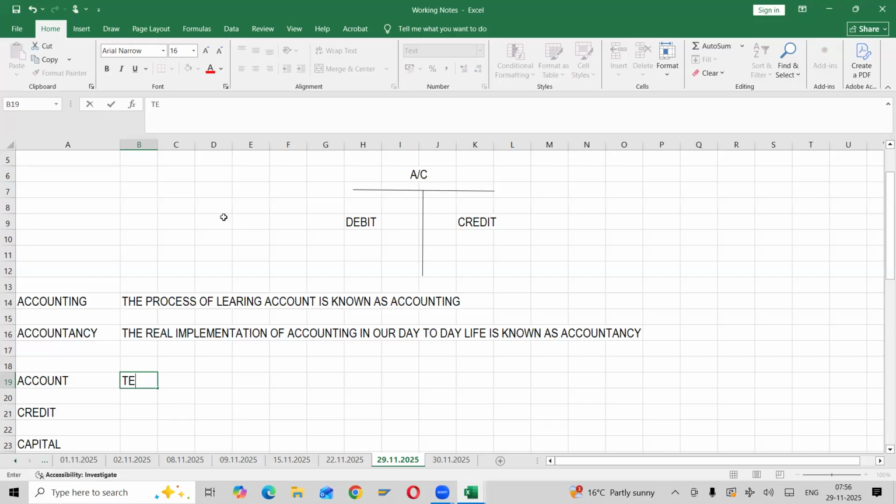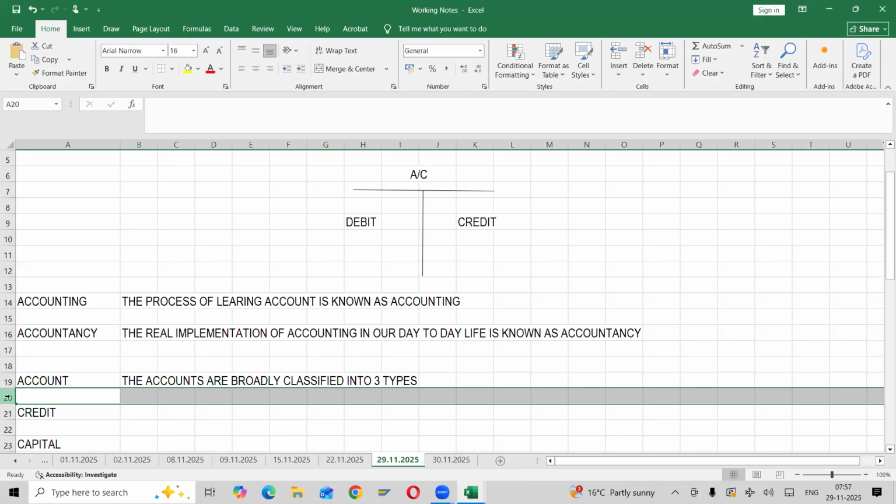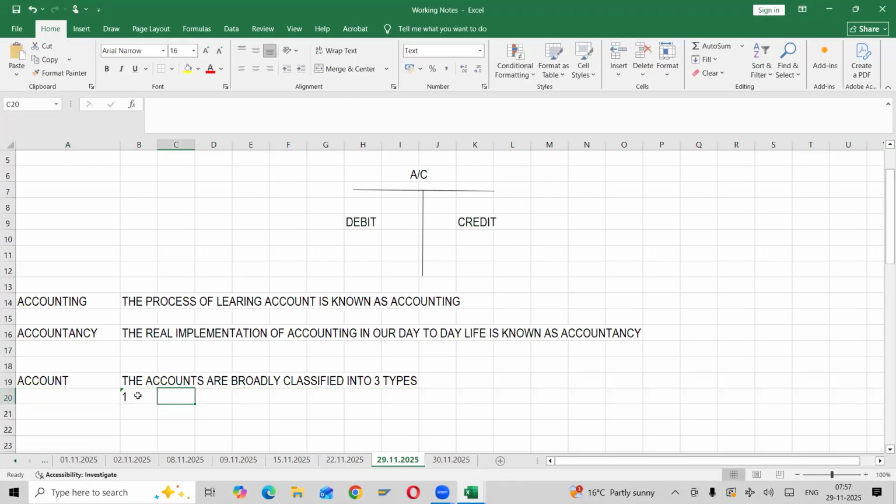The accounts are broadly classified into three types. Whatever the account may be, a bank account, a vendor account, a salaries account, a rent account, it will come under only these three types. What are they? First one, personal account.